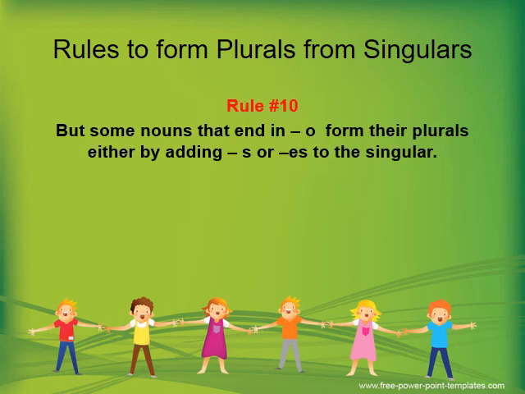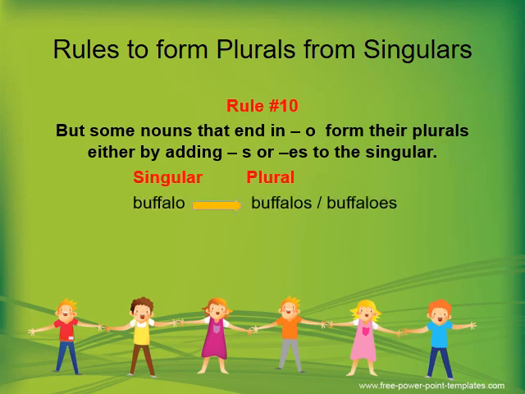Now let's come to the next rule, which is rule number 10. It says that some nouns that end in O form their plurals either by adding S or ES to the singular. So let's understand this rule with the help of examples. Buffalo, yes, it ends in O, but its plural can be formed in either way. Its plural can be buffalos by adding S or buffaloes by adding ES.